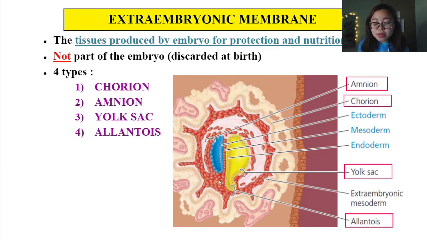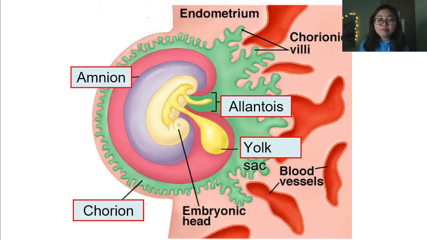In this image, you cannot see clearly where is the chorion, where is the yolk sac, where is the allantois. But in this diagram, you can see. So the chorion is the layer outside. The amnion is this purple layer.